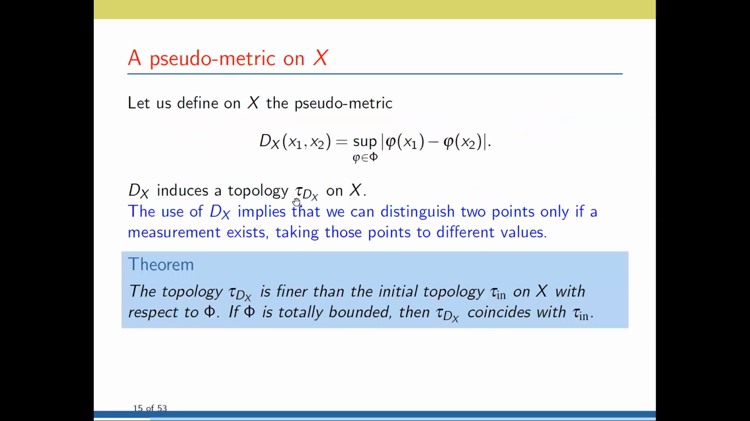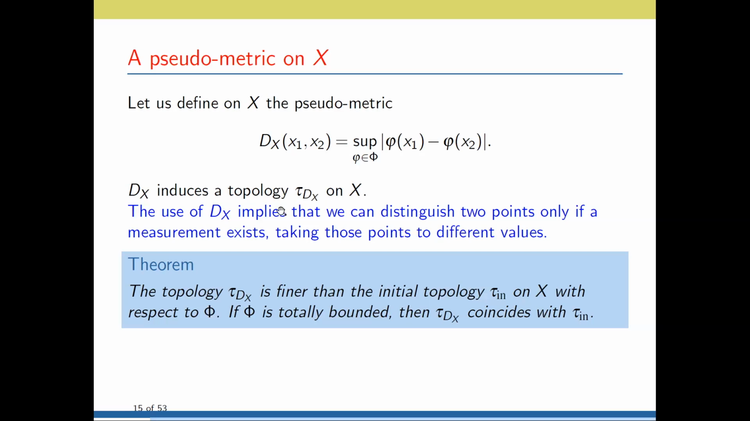Let us define on X the pseudometric D_X. This is just this number. When you compare 2 points in the domain capital X, x1 and x2, the pseudo-distance between these 2 points is the supremum, varying the admissible signal phi, of the Euclidean distance between phi of x1 and phi of x2. Pseudometric just means that you remove the assumption that you have for metrics, that when 2 points have a vanishing distance, they must coincide. This is not true for pseudometrics. So what does it mean?